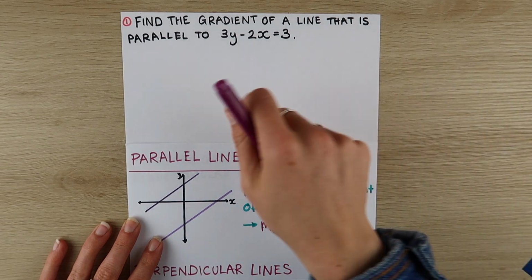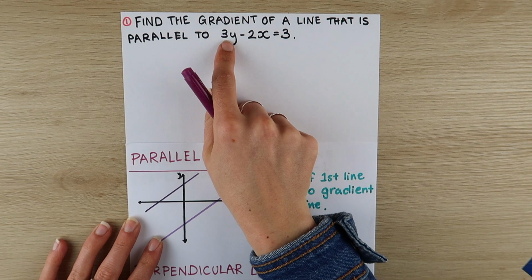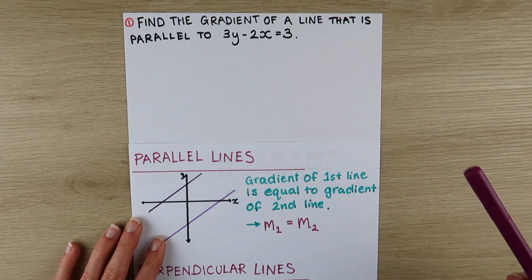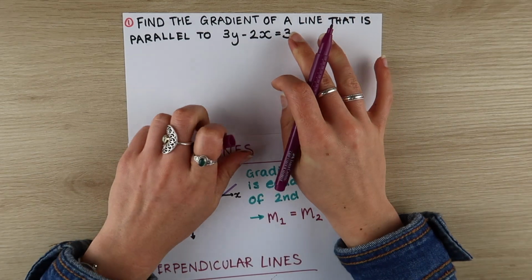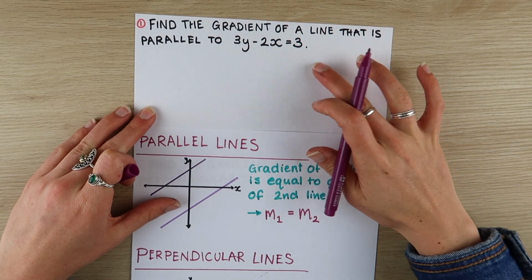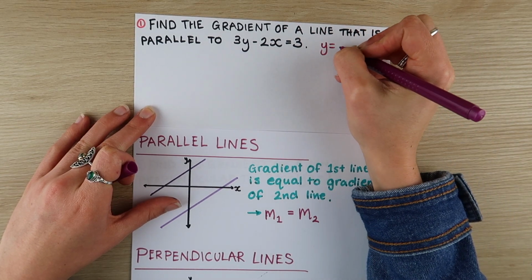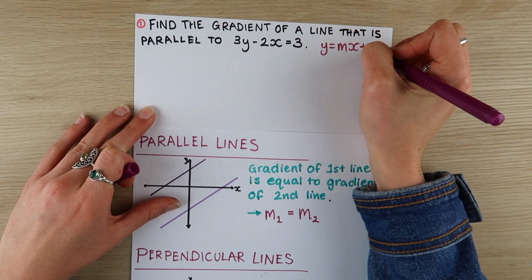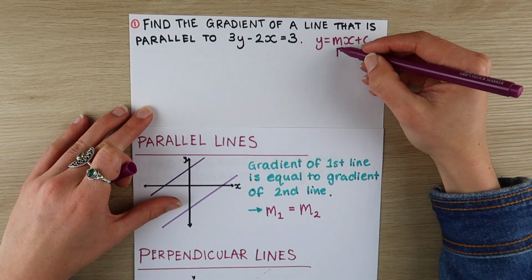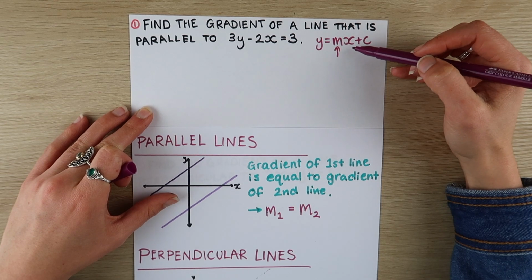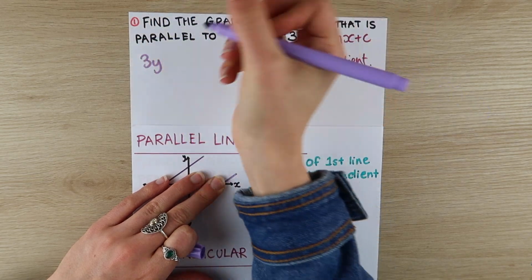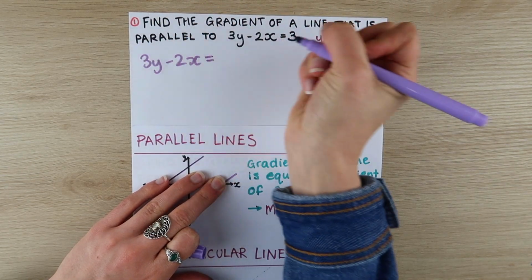So we're trying to find the gradient of a line that is parallel to this line. And you'll notice this is not in a form that makes it easy to see what the gradient is. So I'm going to rearrange this formula into the form of y equals mx plus c. Because as you know from previous videos, when it's in this form, whatever m is, the value that's multiplied by x, is my gradient. So 3y minus 2x is equal to 3.